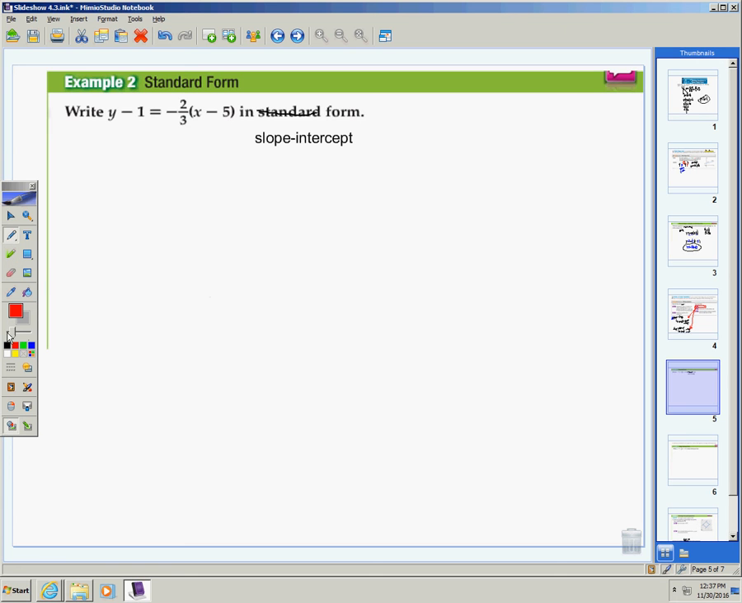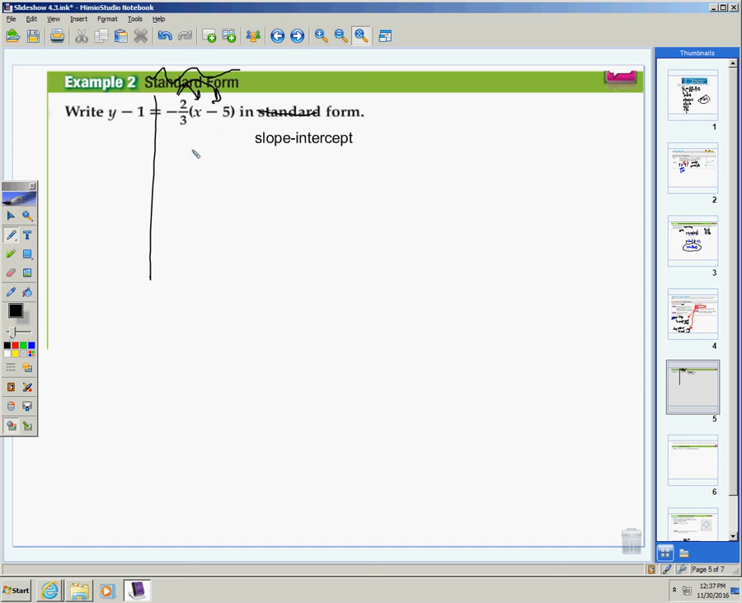Well, to write something in slope-intercept form, I need to solve it for y, but I also need to simplify this right side because I can't have x minus 5 in parentheses. So the first thing I do whenever I'm going from point slope, because this is in point slope form, is to distribute here and then go into solving for y. And notice, it does say standard form, but we're doing slope-intercept instead. So the first thing I need to do is distribute this negative 2/3.